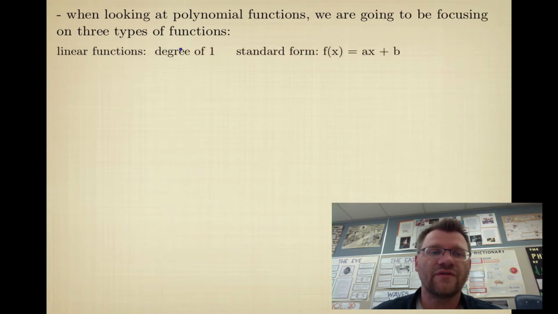The first one is linear functions, and those have a degree of 1, which just means the highest exponent in there is 1. And the standard form for a linear function is f of x equals ax plus b. You just have an x term and a constant.